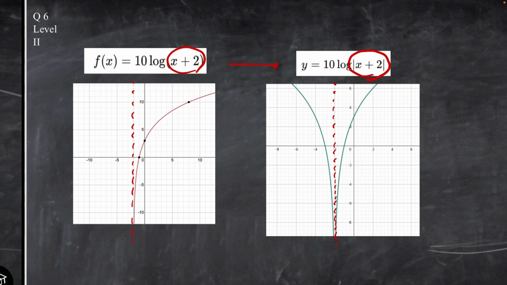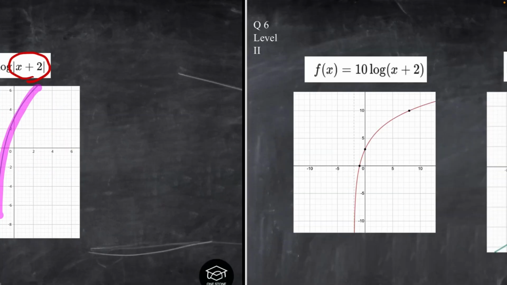Fourth transformation. y equals 10 times the log base 10 of the absolute value of x plus 2. This gives us 2 branches that are mirror images across x equals -2. Here's an important domain note. The expression inside the log, the absolute value of x plus 2, must be positive, so x cannot equal -2.